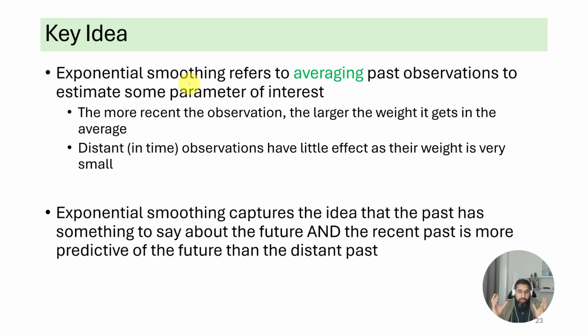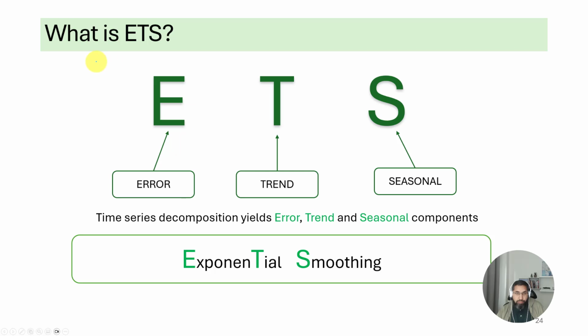So essentially, the main idea you need to know: exponential smoothing captures the idea that the past has something to say about the future, number one. Number two, the recent past is more predictive of the future than the distant past. And number three, that by averaging stuff up, you can reduce noise or average out the noise, and you can have more stable or better estimates of whatever it is you want to estimate. So these are the main key ideas behind these methods.